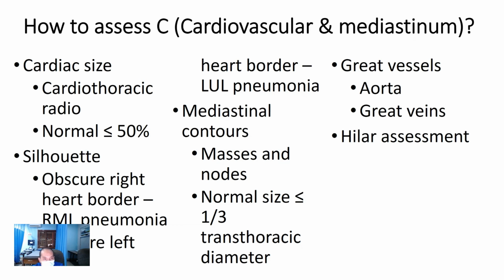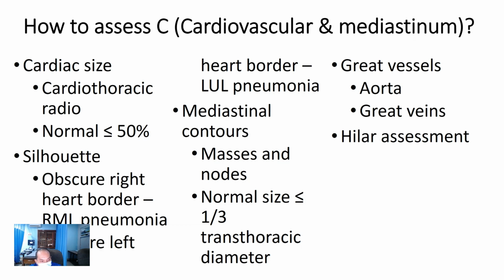Next, we have to assess for C. C is for cardiovascular and mediastinum. First of all, we have to assess the size of the cardiac silhouette. Are there any signs of cardiomegaly or not? We depend on the size or diameter of the heart compared to the transverse diameter of the thorax.